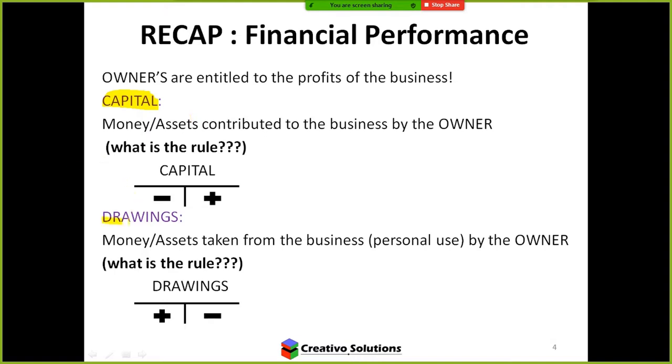Drawings, same thing. You're taking drawings a step further. Drawings is obviously when owners, notice the words I'm using, I'm using the word owner, the person who has ownership in that particular business, take money out. So if it's a sole proprietor, it's the owner. If it's a partnership, it's the partner. If it's a closed corporation, it's the member. If it's a company, it's the shareholder.